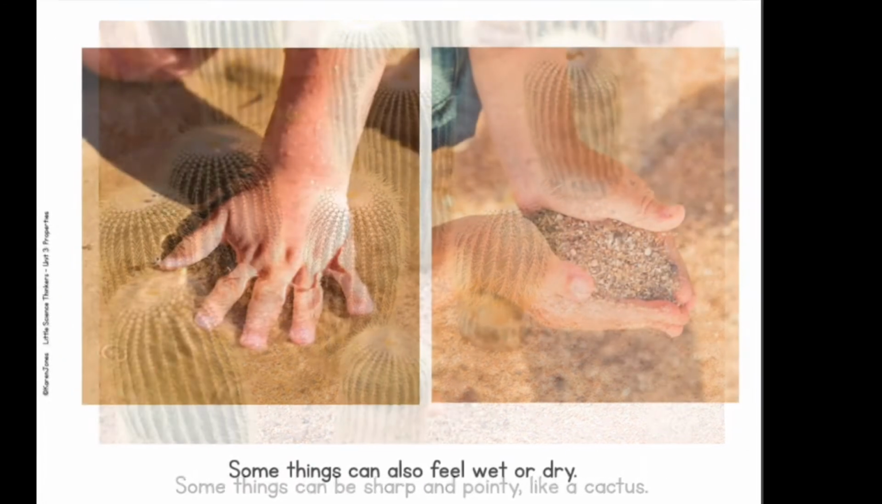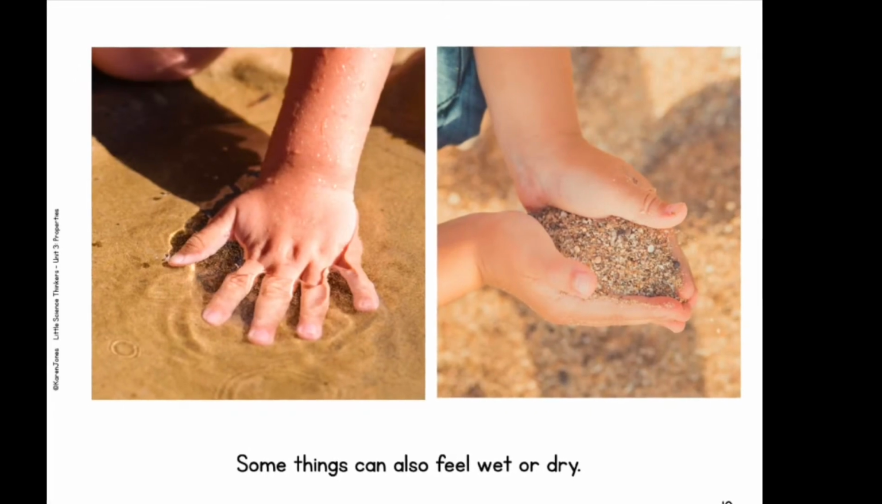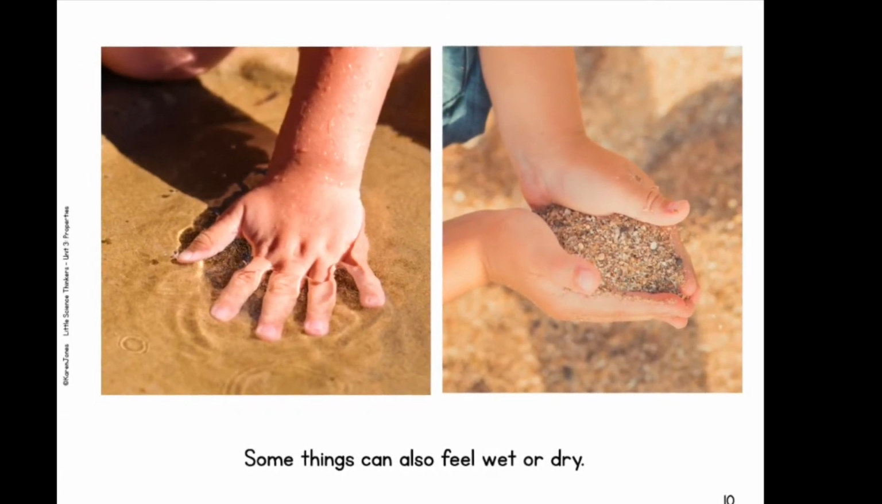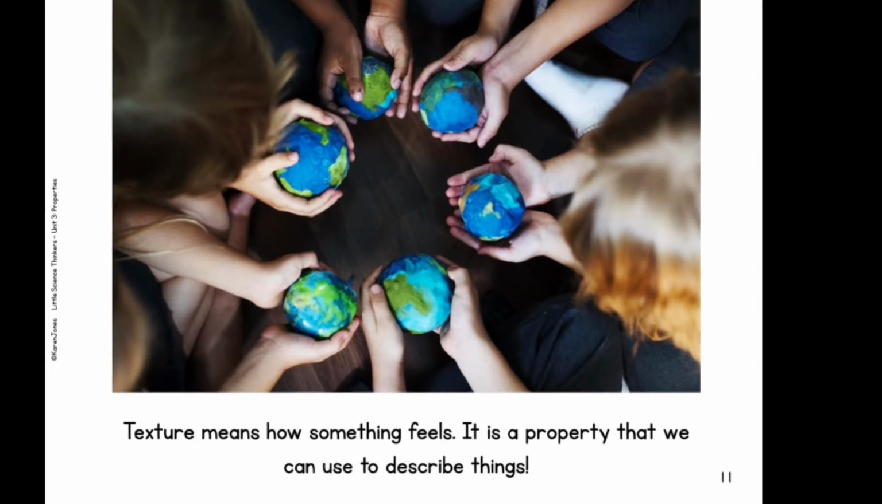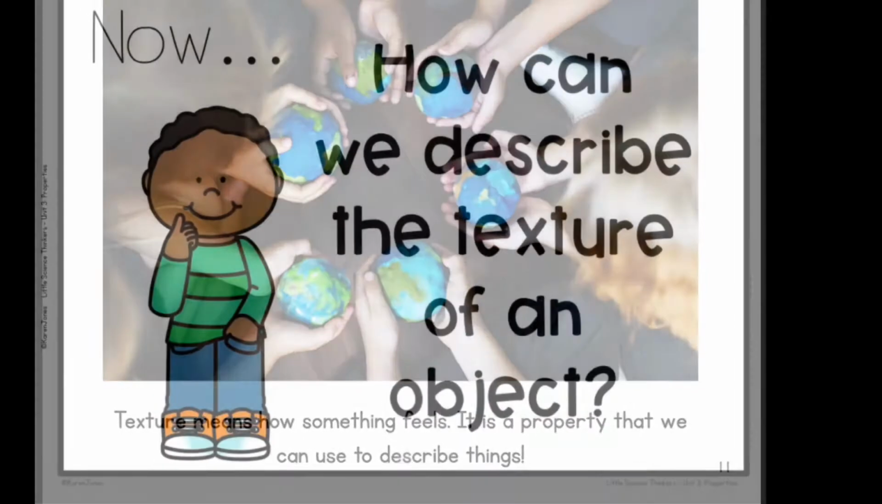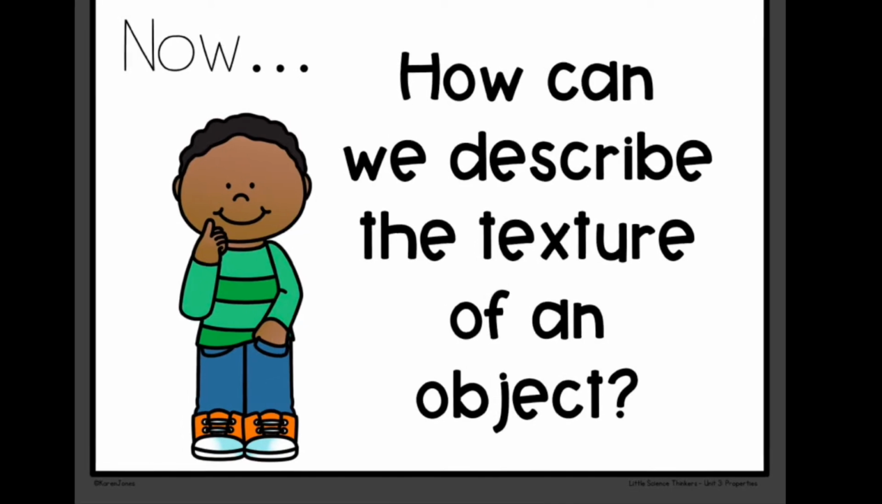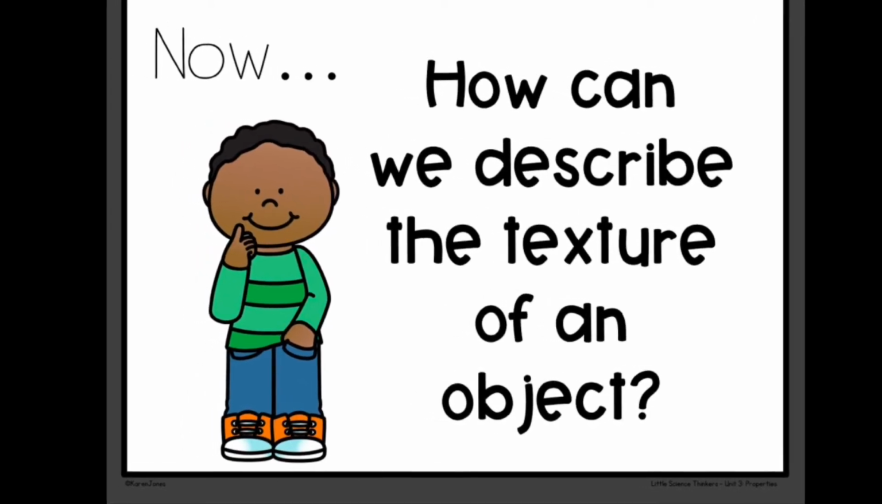Some things also can feel wet or dry. Texture means how something feels. It is a property that we can use to describe things. Now, how can we describe the texture of an object? A lot of times when I talk with kids about the texture of something or how something feels, they usually use words like smooth or rough or hot or cold. But there are a ton of other words you can use to describe texture.